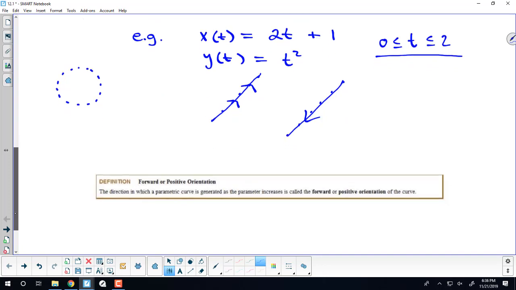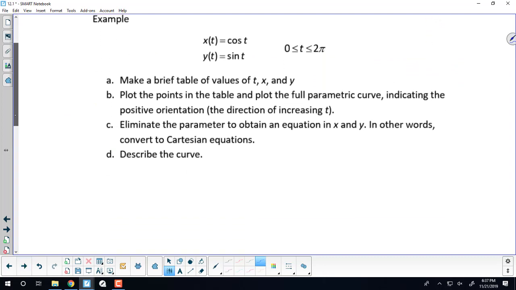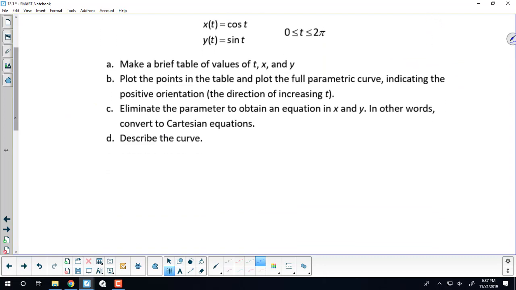And so what we'll do is look at a couple of examples where we're going to make a table of values for x and y, plot the points generated by the table, indicate the positive orientation, and then we'll eliminate the parameter from our parametric equation so we can obtain an equation of x and y that's a Cartesian equation, more familiar to us, and we'll describe the curve.